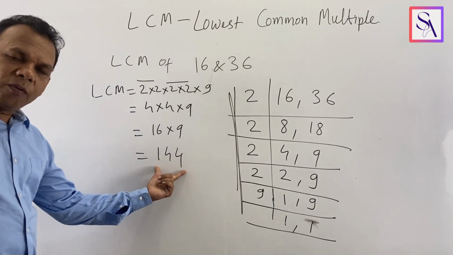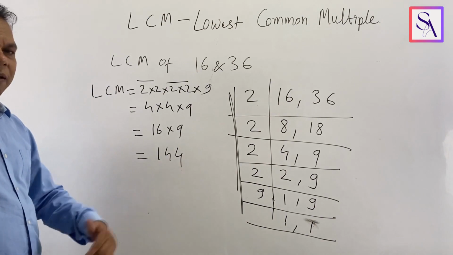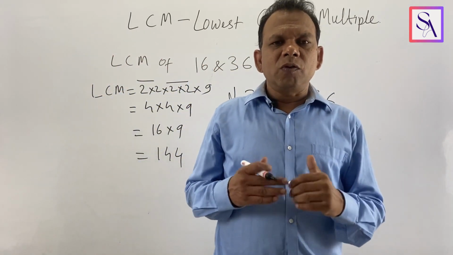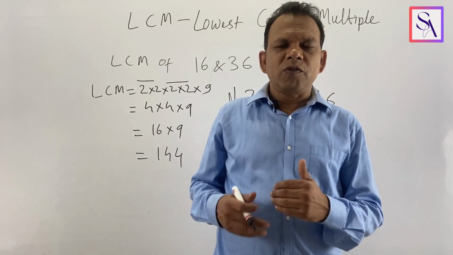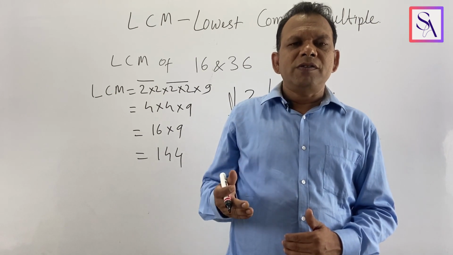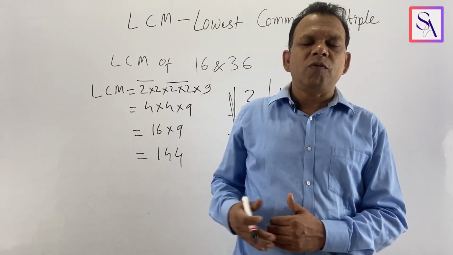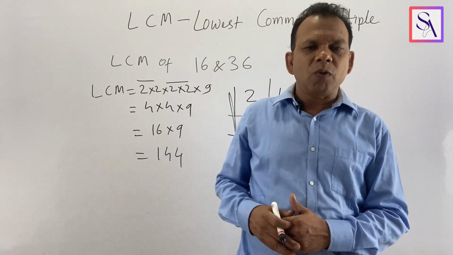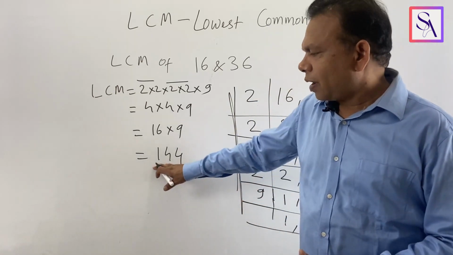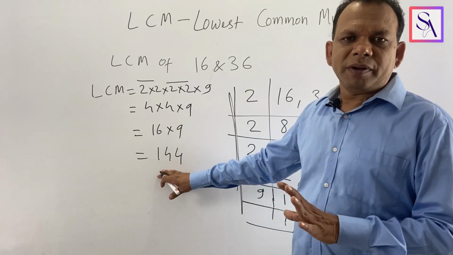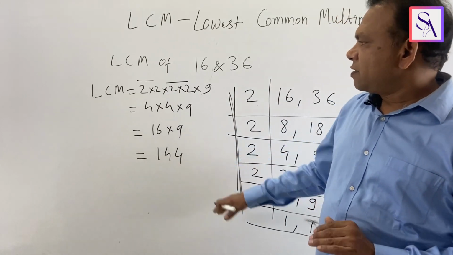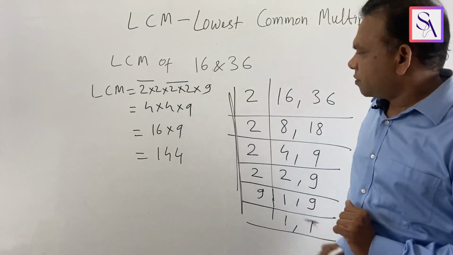So multiple will always be greater, because we know that in the table of 2, 2 is a number, 2 2s are 4, 2 3s are 6, 2 4s are 8, 2 5s are 10. So 4, 6, 8 and 10 are the multiples of 2, so those are greater than 2. So always multiple is the bigger number and HCF is the smaller number. You need to remember this difference. So 144 is the answer, the LCM of 16 and 36.